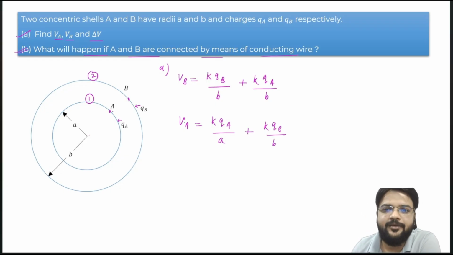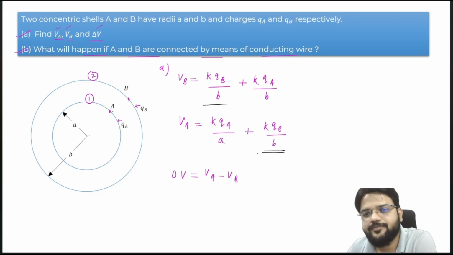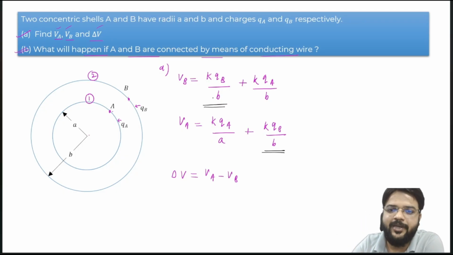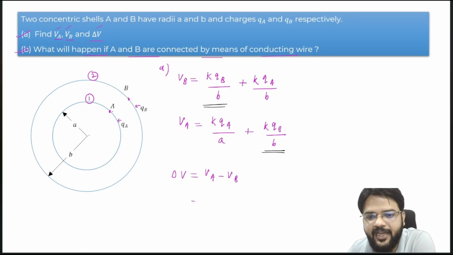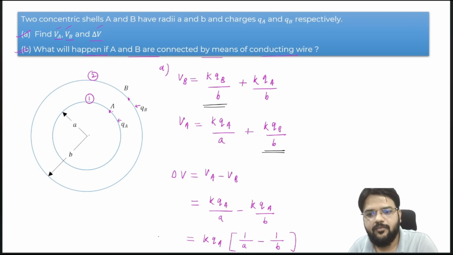Now the next thing we want here: VA we got it, VB we got it. Now we want del V. So this is VA minus VB. When we subtract these both, we can see that in VB we have K QB by B, and in VA also we have K QB by B. So these both terms are the same, and when we subtract, they will get cancelled out. Then the remaining term we have is K QA by A minus K QA by B. Now we can take K QA common, and we have 1 by A minus 1 by B. Correct? So this is the potential difference between A and B. We got it.